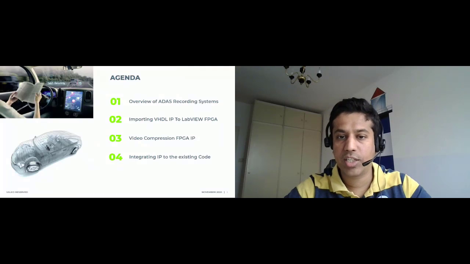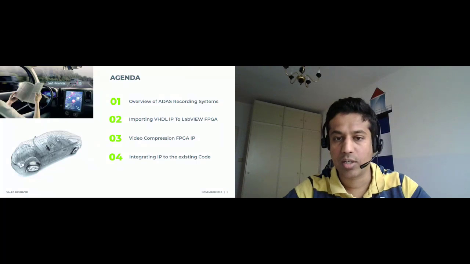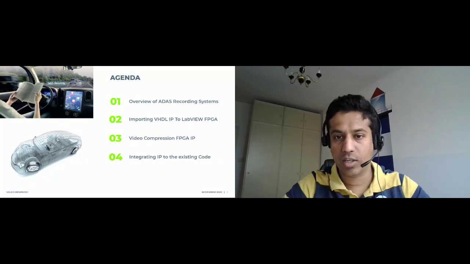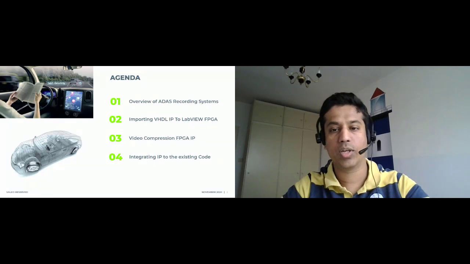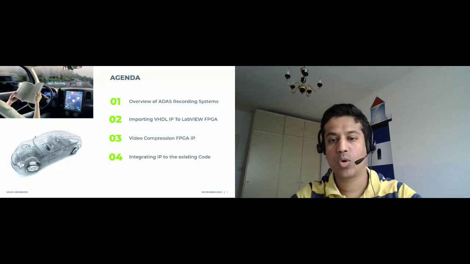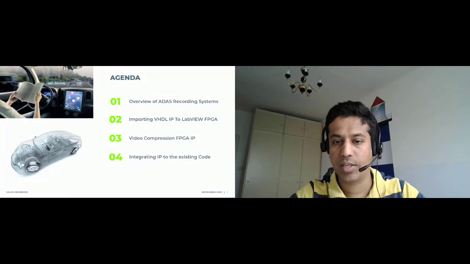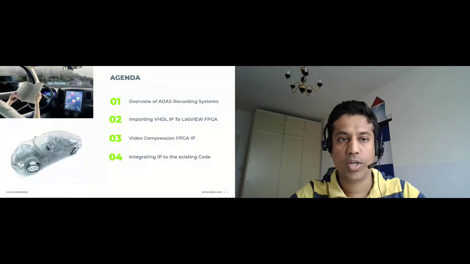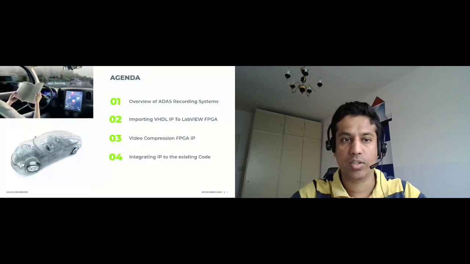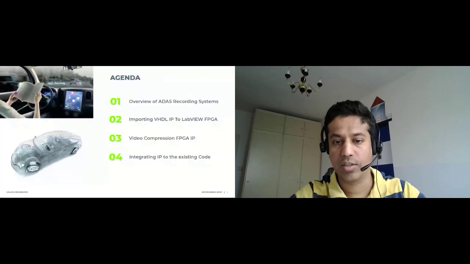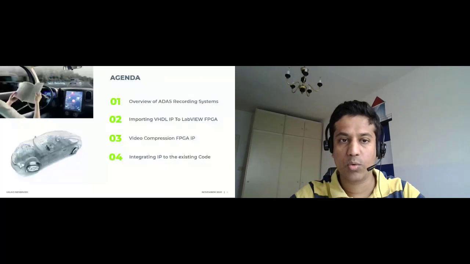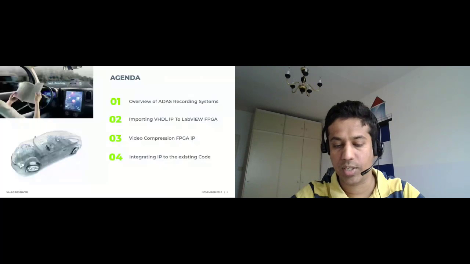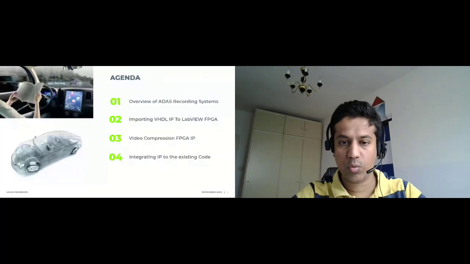The major part of the presentation will be importing the VHDL IP to the LabVIEW FPGA. So this will explain how to import external VHDL IP to our LabVIEW FPGAs. And then we will discuss more on this particular video compression IP that we imported to the FPGA, and then we did the compression of the video in there. And then we will discuss how we integrate it in our existing code, how to modify existing code using this IP. So let's see the overview here.